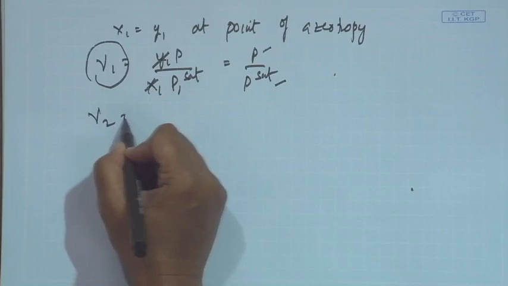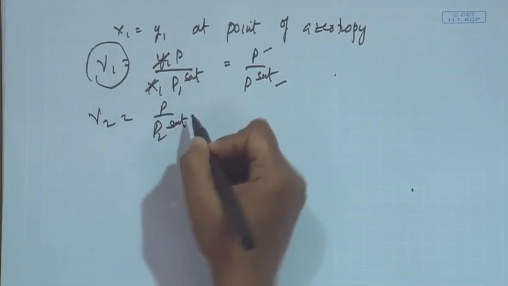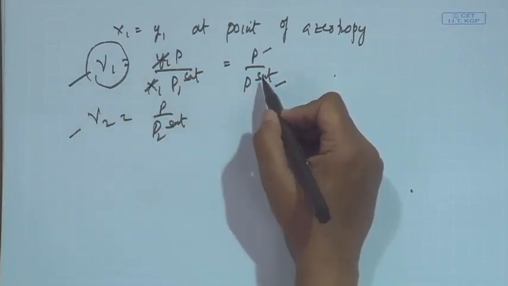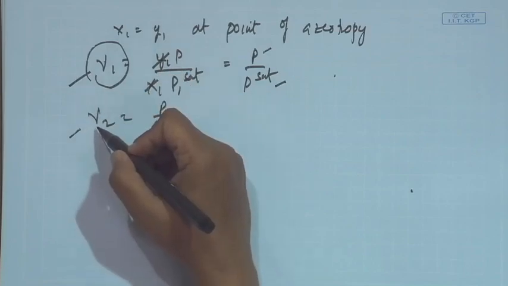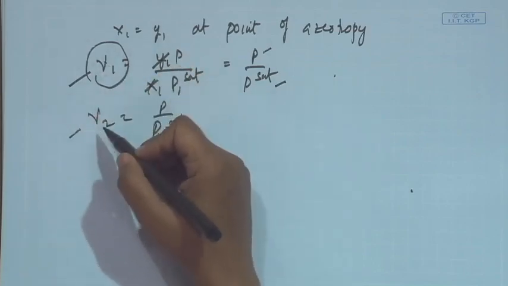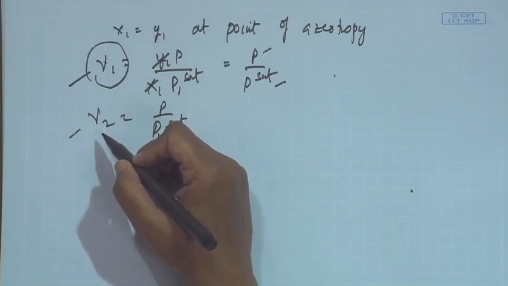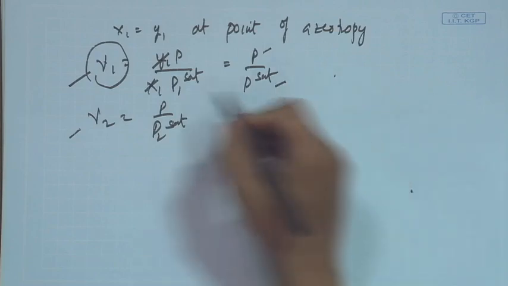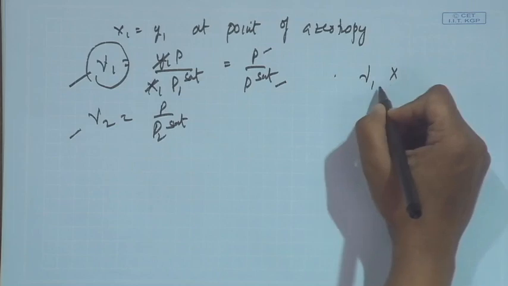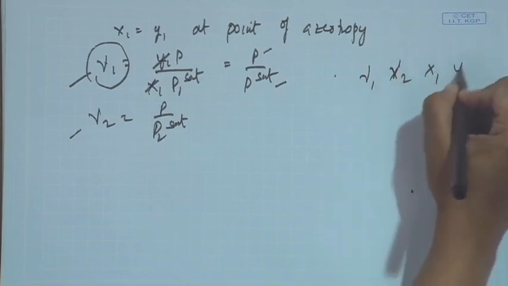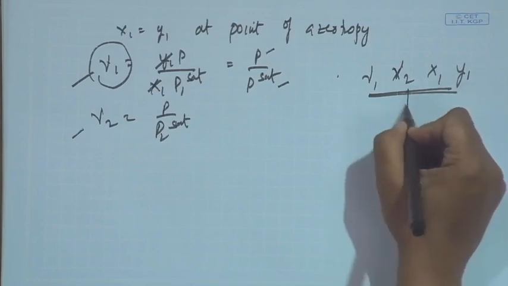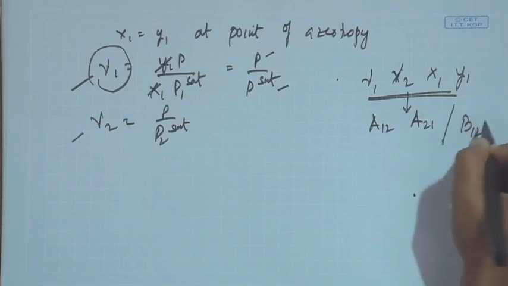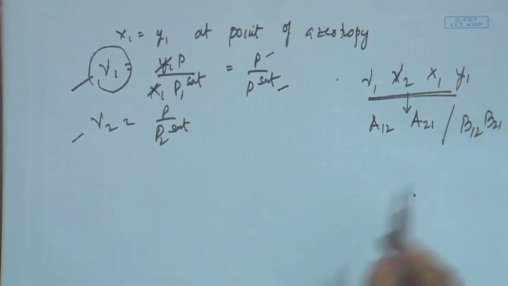This is gamma 1, this is gamma 2. Once we can locate the point of azeotropy, we can find out gamma 1 and gamma 2 at that particular point. Then, once gamma 1 and gamma 2 are found at the point of azeotropy, and we have selected a proper excess Gibbs free energy model, it can be either Van Laar or Margules. If we know gamma 1, gamma 2, x1, and y1 at the point of azeotropy, then we should be in a position to find either A12, A21 or B12, B21, depending upon the model that we have selected.